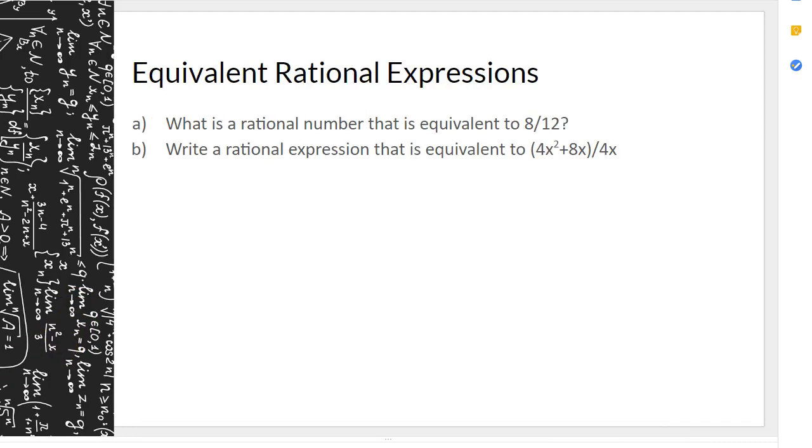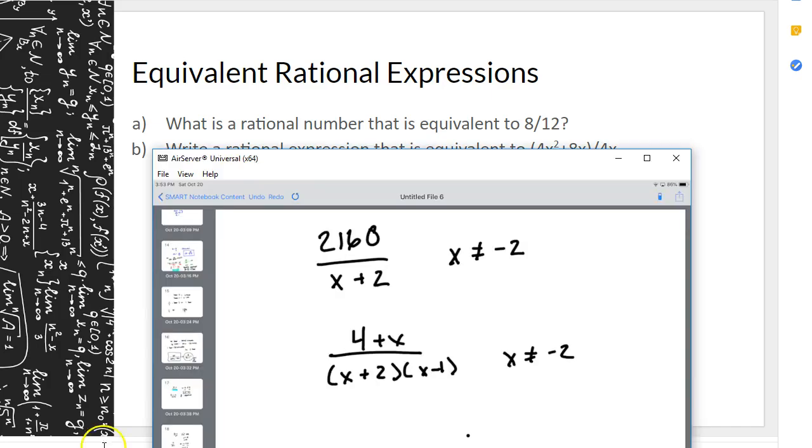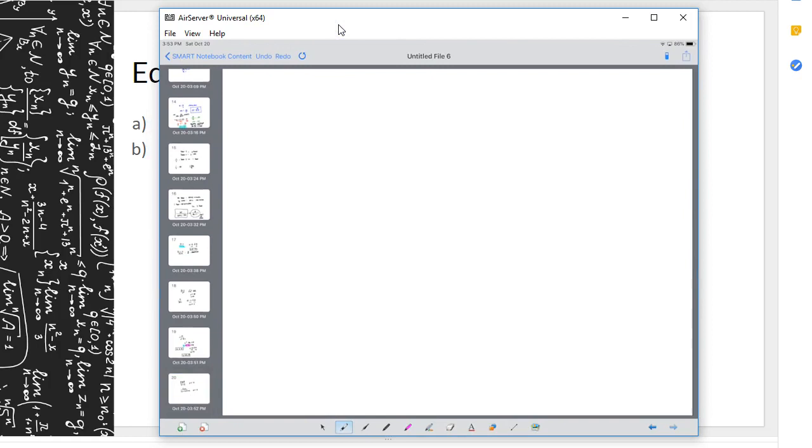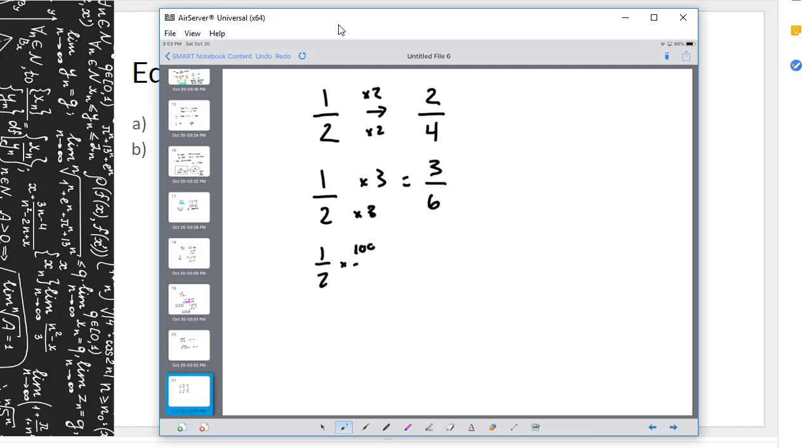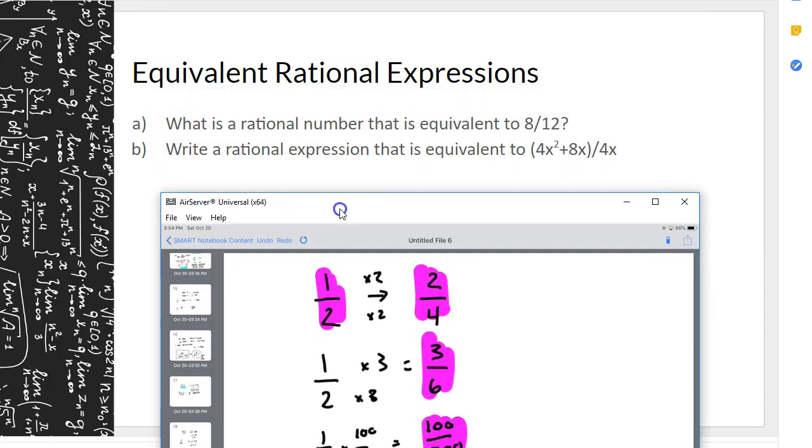All right, now let's look at equivalent rational expressions. So this is building off the concept of equivalent fractions. So we'd have 1/2. What are equivalent fractions of 1/2? Well, we can multiply the top and the bottom by 2 to get 2/4. We could also multiply the top and the bottom by 3 to get 3/6. We can multiply the top and the bottom by 100 to get 100 over 200. And all 4 of these are equivalent fractions. They all equal 1/2 or 0.5. So we're applying that same concept now to rational expressions.